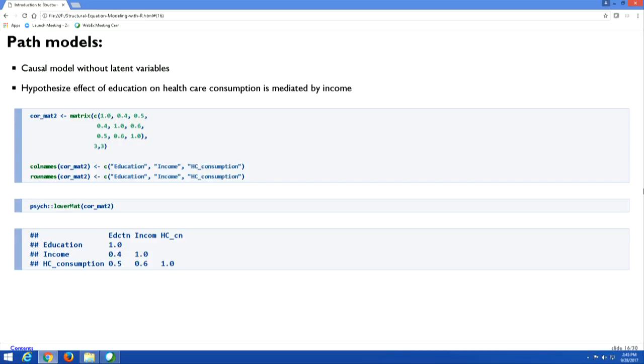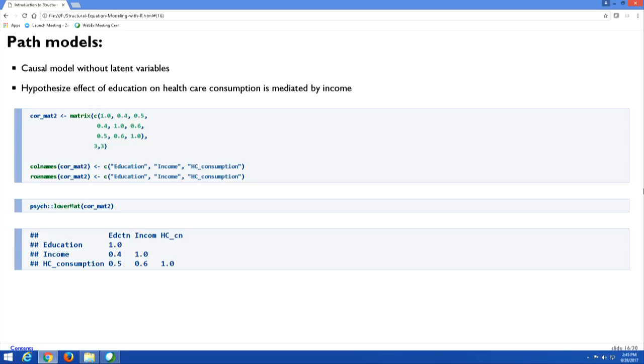And what you see in the shaded area is the syntax you write. I'm going to show you an example of a path model and how you would conduct that analysis using the lavaan package in R. And on top here, you can see that I'm making up some data.